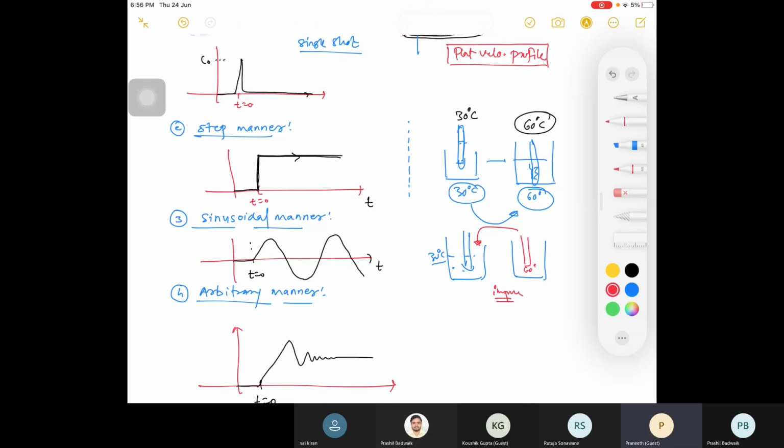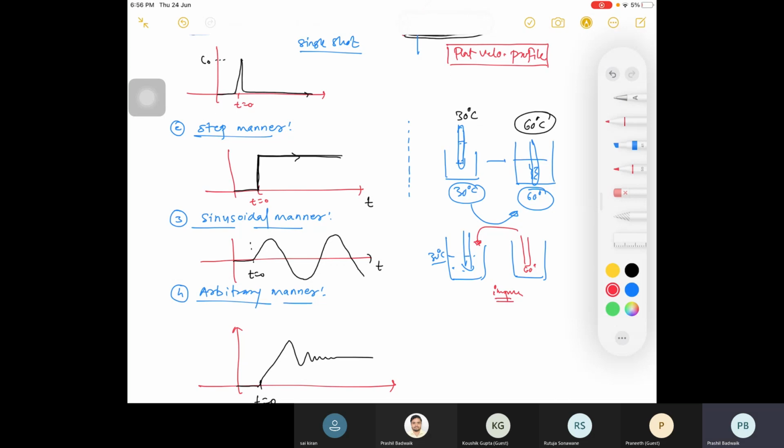Sir, arbitrary would be less efficient. How? Why is arbitrary the efficient one? You are randomly putting some amount, initially increase, decrease, anything will be that. Right?